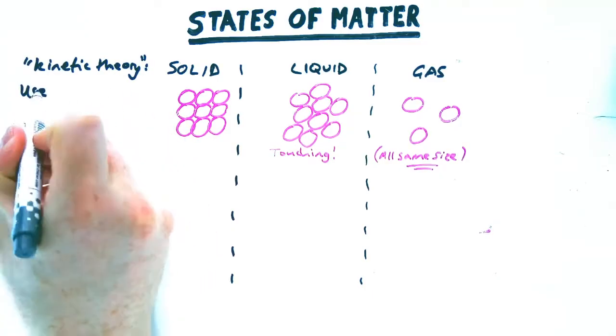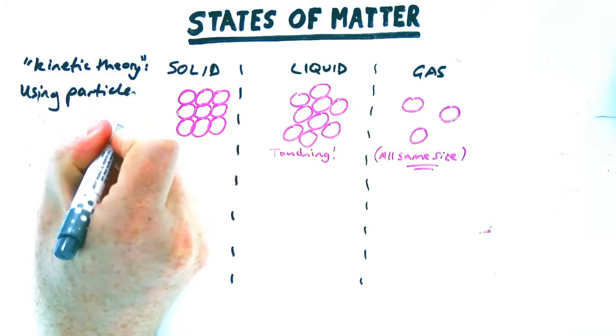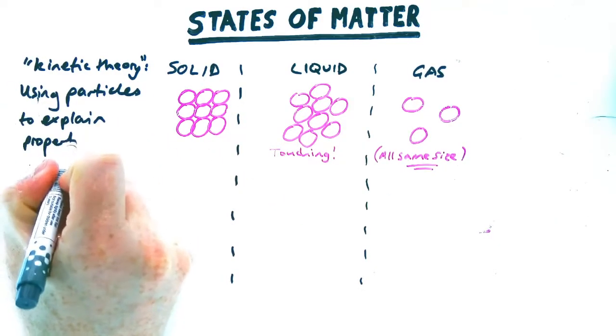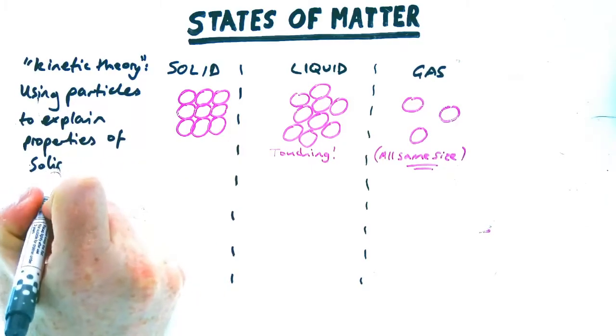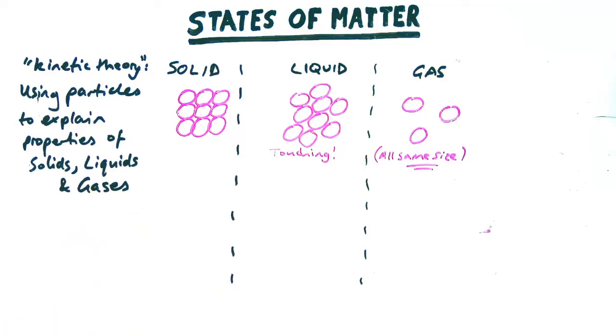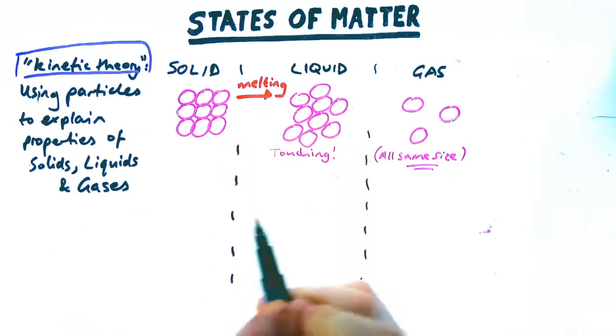Now, sometimes in questions, they'll refer to something called kinetic theory. Kinetic theory is basically using the idea of particles to explain different properties of solids, liquids, and gases. So all this stuff involving particles, the official name for it is kinetic theory. What I'll show you today is different properties you can use this to explain.